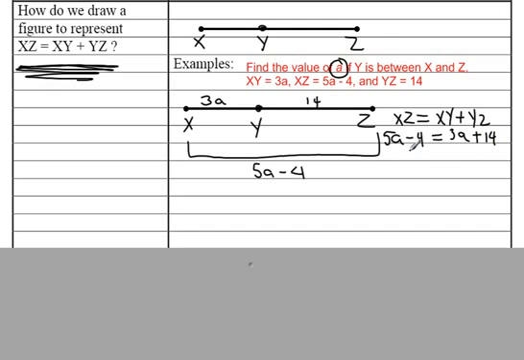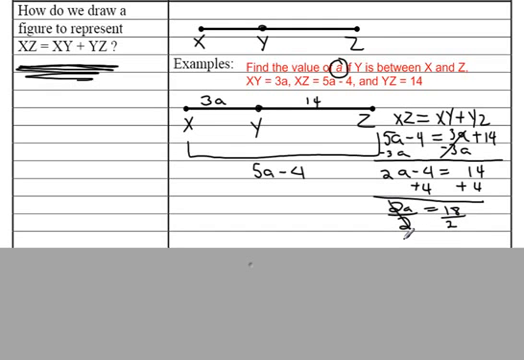Solving for a, I can subtract 3a from both sides. So I get 2a minus 4 equals 14. I can add 4 to both sides. So I get 2a equals 18. And I would divide by 2 on both sides. So a is 9.